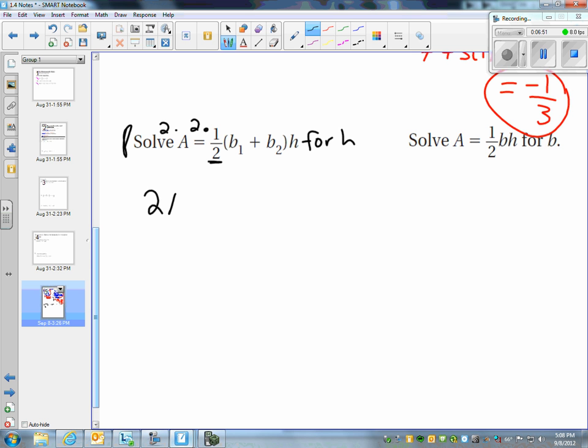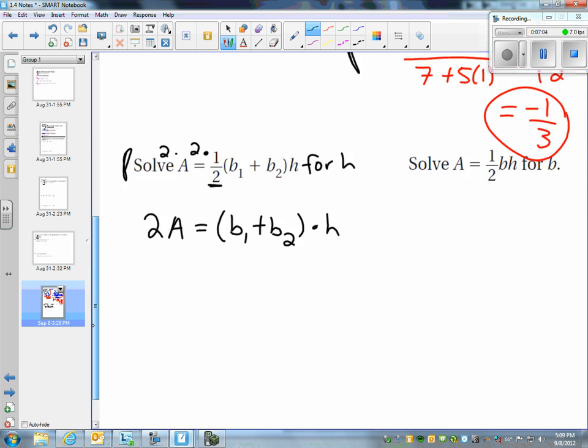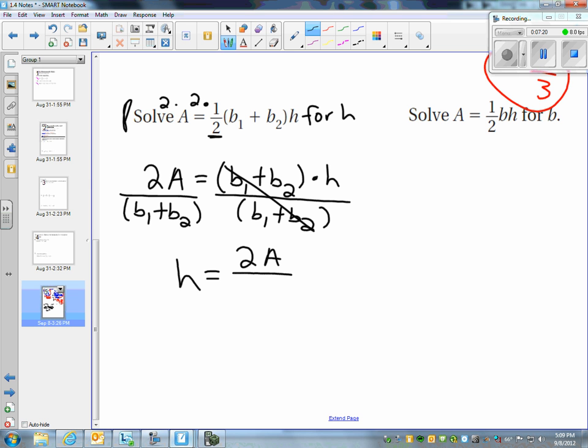So we'll have 2a equals b1 plus b2 in parentheses times h. This is very similar to what we had up here, right there at that spot. We just divide by the stuff in parentheses. And whatever we do to the right side, we have to do to the left. And that's our answer. H is by itself. 2a over b1 plus b2.